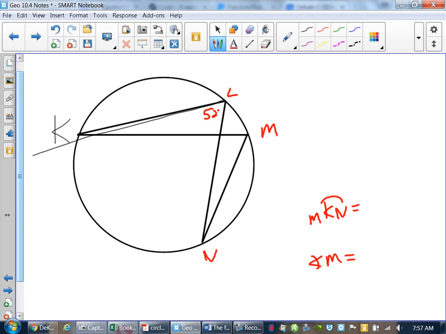So, notice this angle hits arc KN. The angle's 52, what's the arc? 104. So if the arc's 104, what's angle M? 52. Pretty much. Probably.